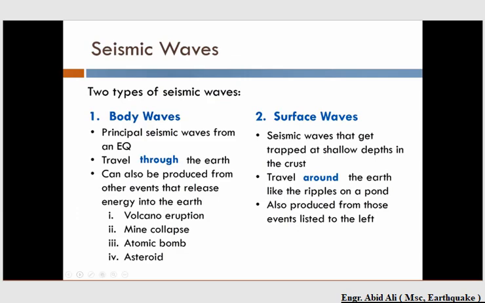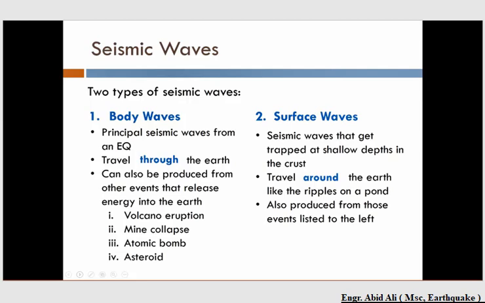So now we are going to switch gears a little bit, and we are going to talk about different types of seismic waves that seismologists use to look into and understand the earth. Now in general there are two types of seismic waves. The first type of seismic wave, we call body waves.